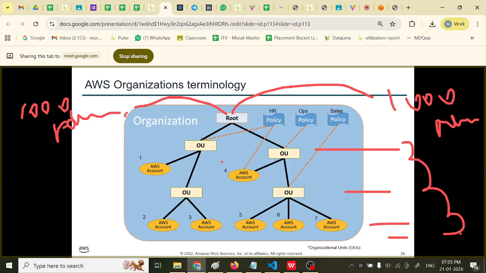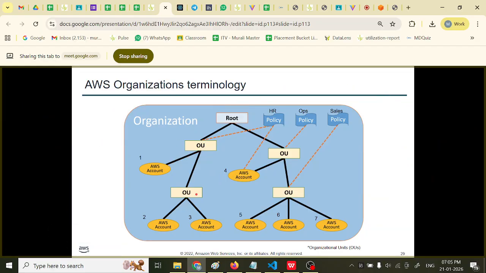Okay. Now under an organization unit, you can also create multiple member accounts. But the levels, that is, this level is five levels only. Under this, you can create multiple accounts. Now, as I told you, each member account can have multiple policies attached to it.